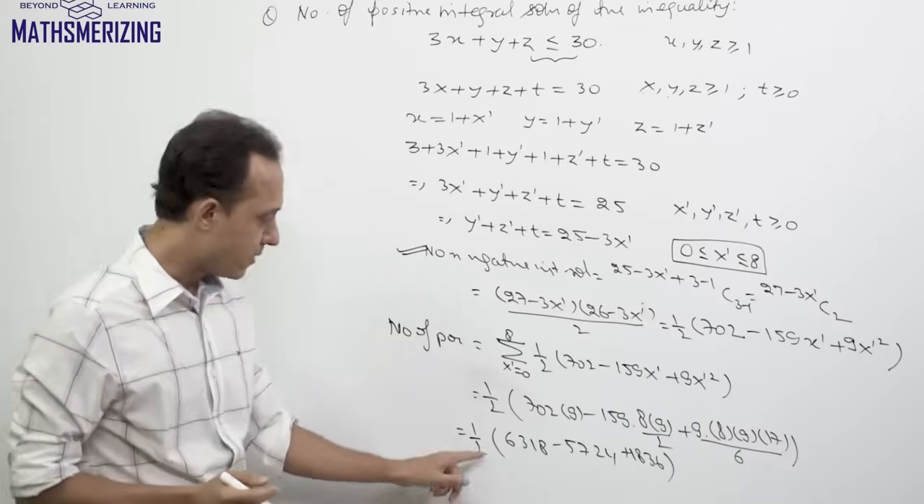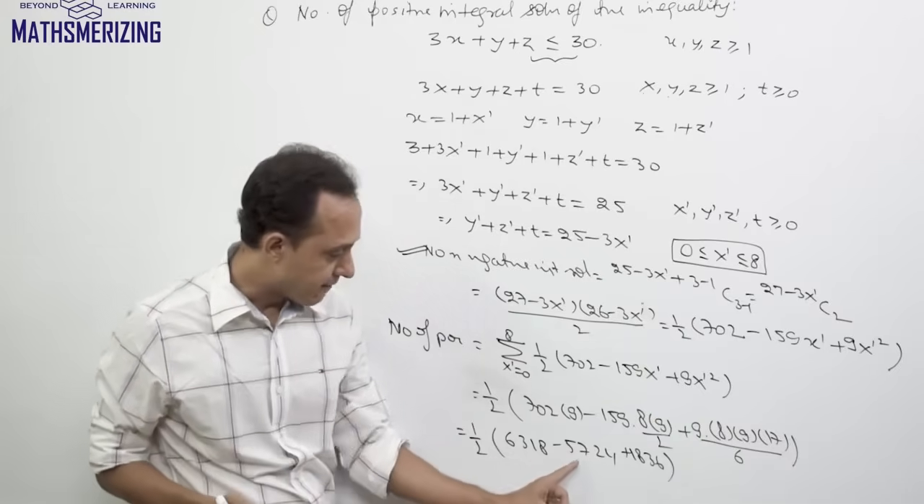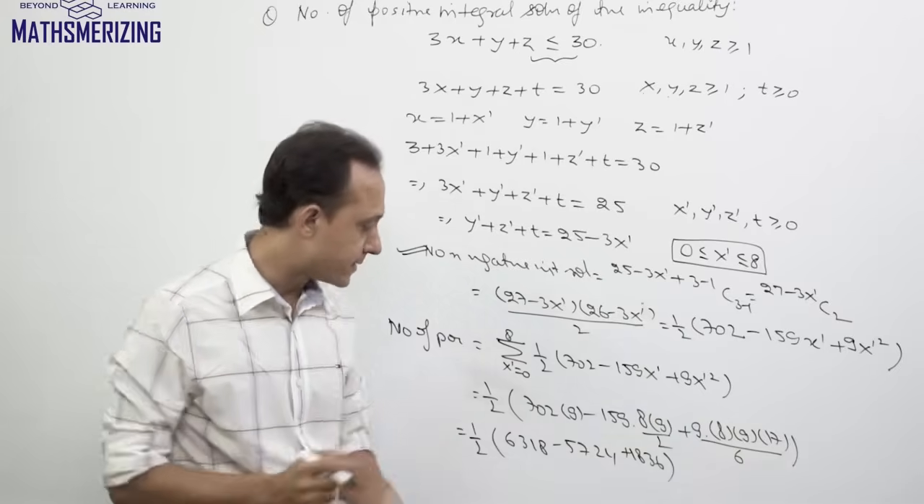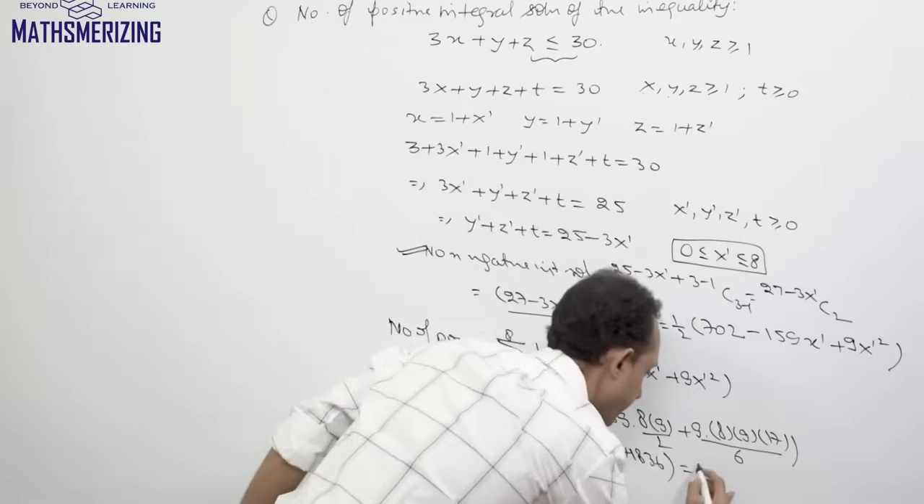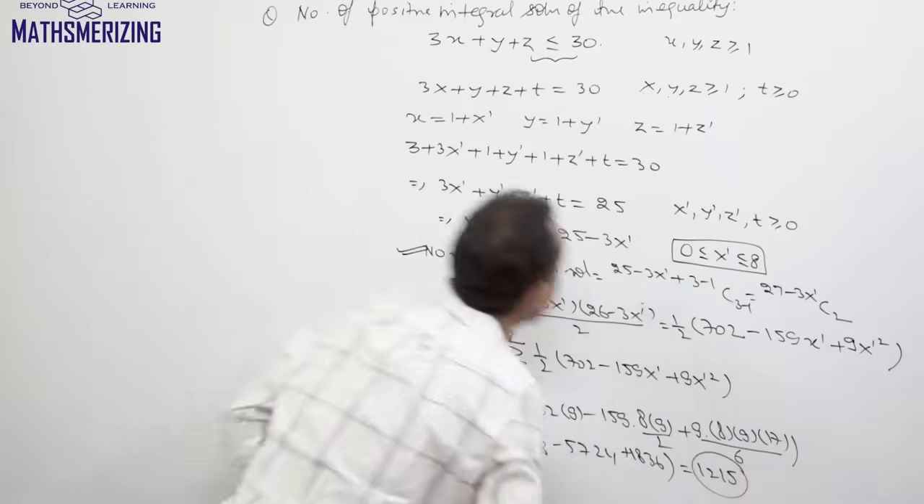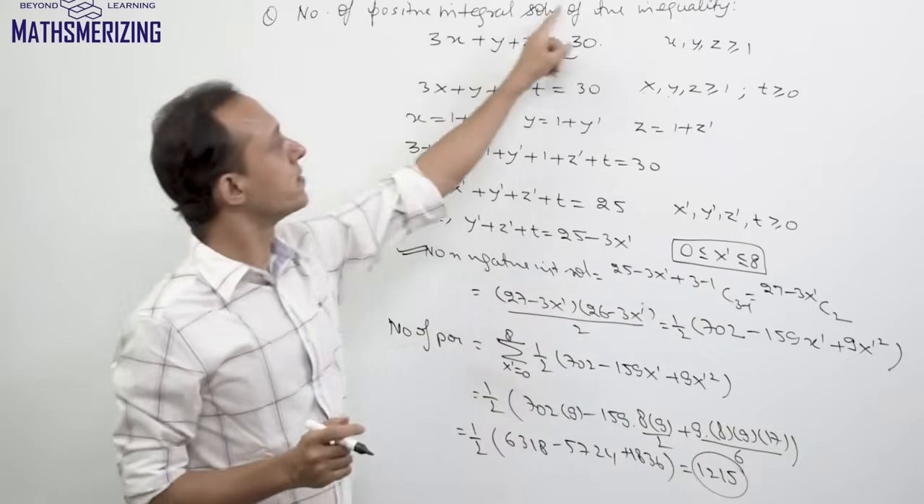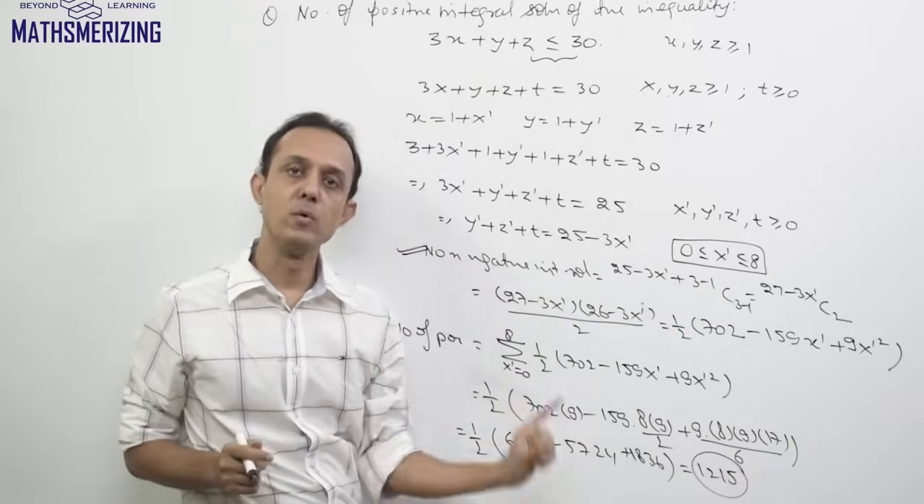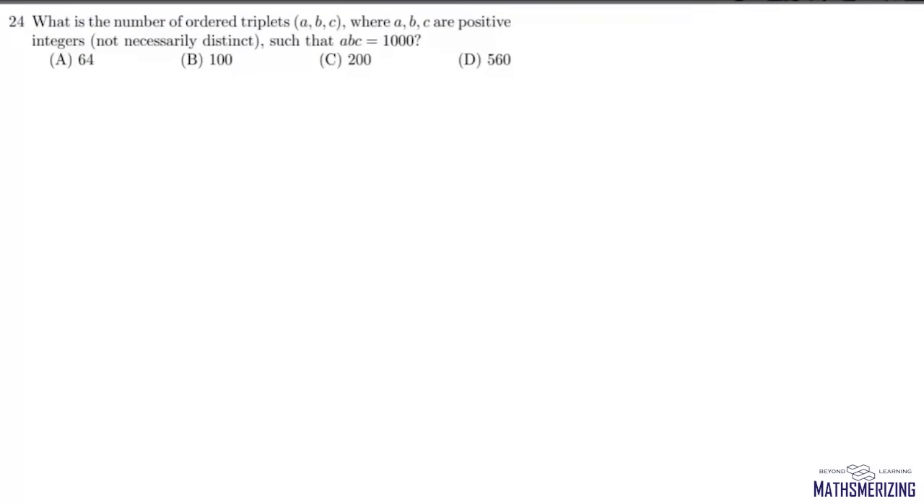So we'll get 1 by 2, 6318 minus 5724 plus 1836, and this value is 1215. So the number of positive integral solutions of this inequality is 1215. Now question number 24 is: what is the number of ordered pairs ABC, where A, B, C are positive integers, not necessarily distinct, such that A into B into C is 1000?